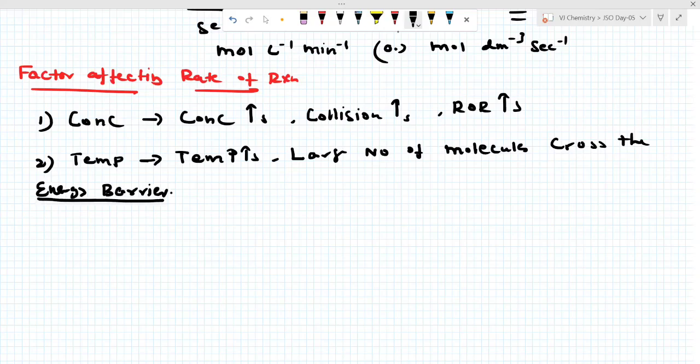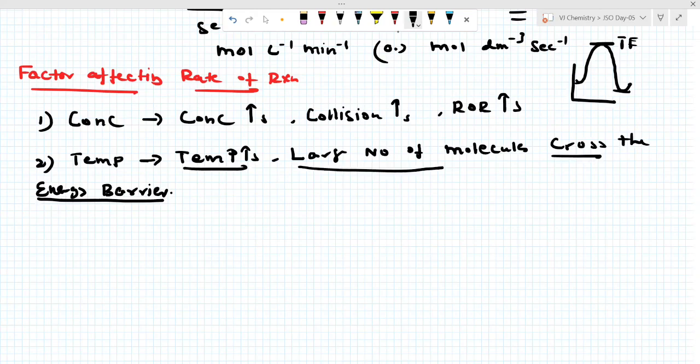If the reactant attains this energy, listen, this is the threshold energy. Every reactant molecule has to attain the threshold energy to become product. When temperature increases, a large number of molecules cross the energy barrier. It means they cross the threshold energy and convert to product. As temperature increases, most molecules convert to product. It means the rate of reaction increases.